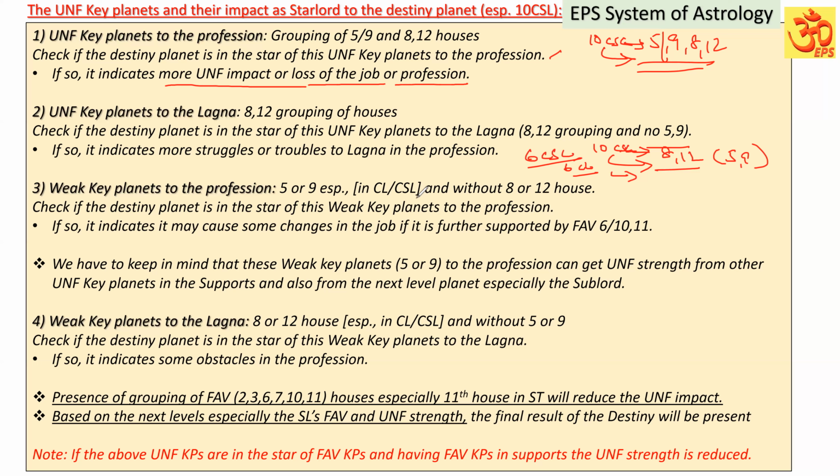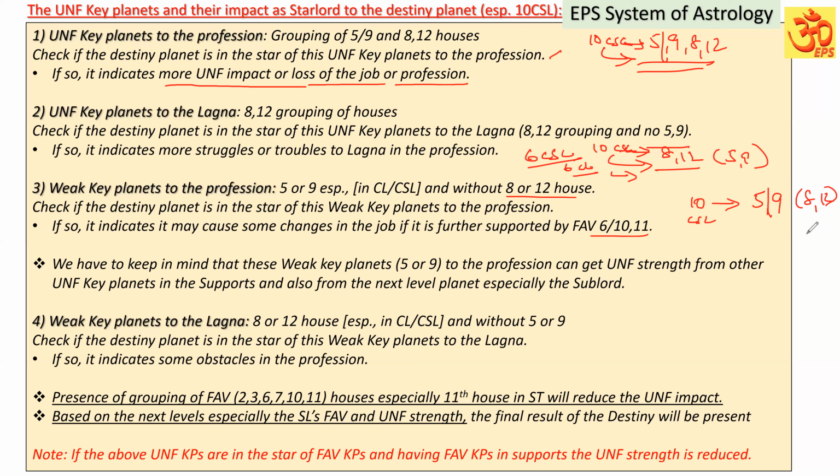Check if the destiny planet is in the star of these weak key planets to the profession. If so, it indicates it can cause some changes in the job if it is further supported by favorable 6 or 10 or 11. The 10th cuspal sublord in the star of a planet talking about the 5th house or 9th house, no 8 and 12. Sometimes the 12th house can also be there, then it will support the change also.